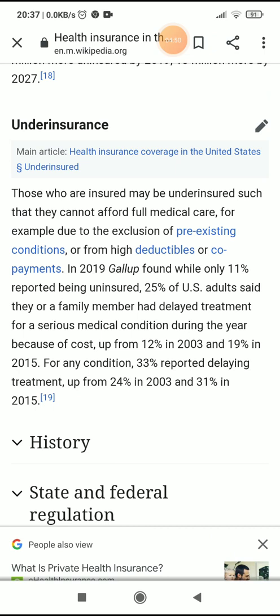Those who are insured may be underinsured, such that they cannot afford full medical care, for example, due to consumption of pre-existing conditions.